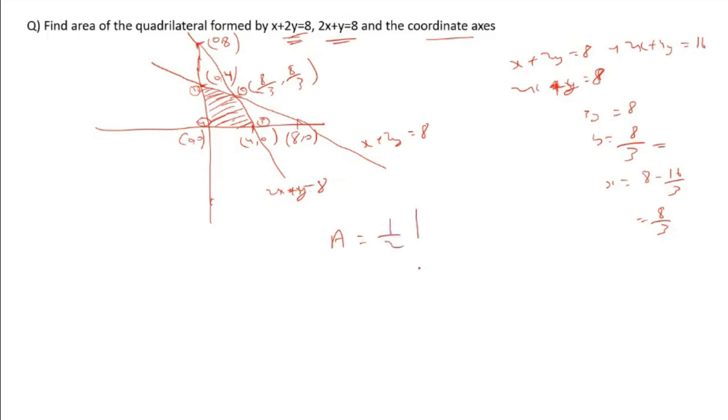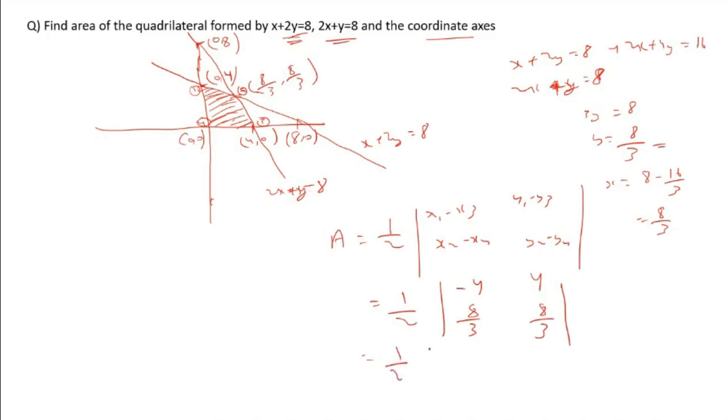So area would be half the matrix x1 minus x3, x2 minus x4, y1 minus y3, y2 minus y4. So if this is my point 1, this is my point 2, this is my point 3, this is my point 4, x1 minus x3 will be 0 minus 4, so minus 4. x2 minus x4 will be 8 by 3 minus 0, so 8 by 3. y1 minus y3 will be 4 minus 0, which is 4. y2 minus y4 will be 8 by 3 minus 0, so 8 by 3.